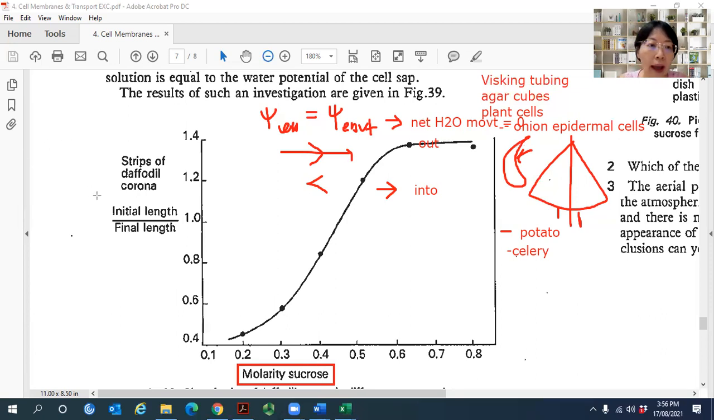If you look at the y-axis, they are using strips of daffodil corona. Daffodil corona is one of the parts of the daffodil flower. So this is initial length versus final length. Usually when they give you potato, for example, they will be giving you potato in the form of potato chips.